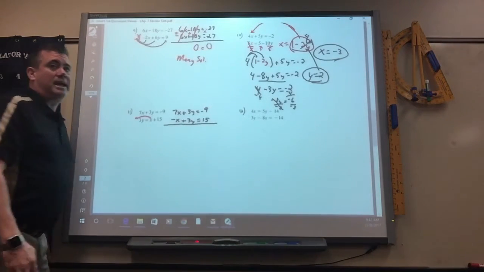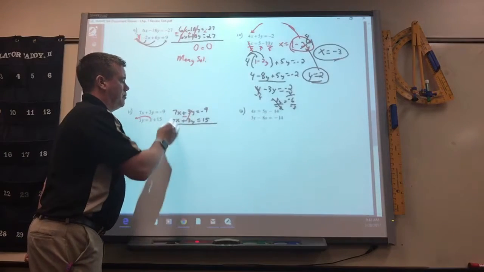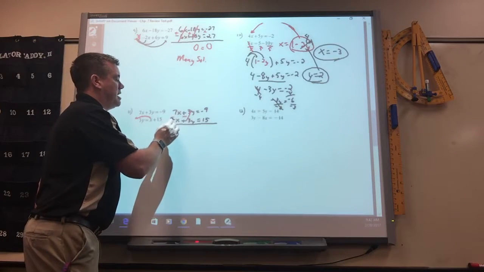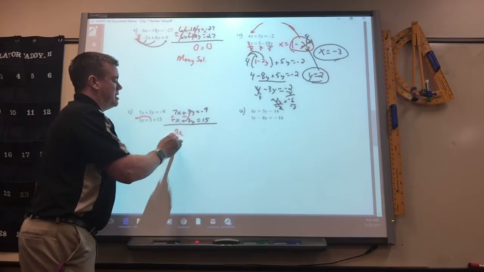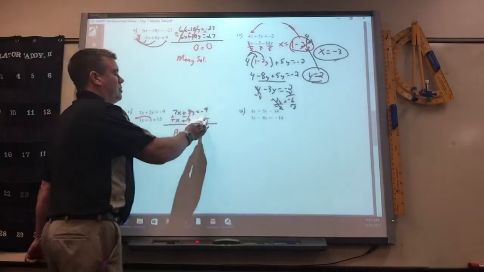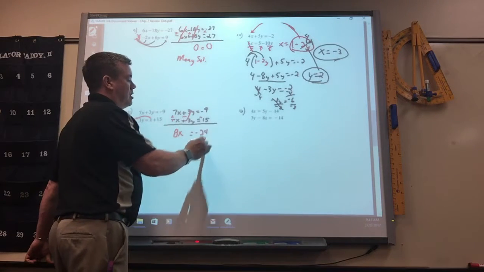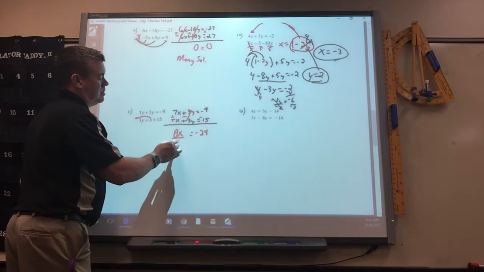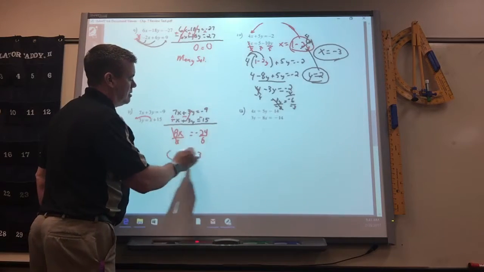Now the y's will cancel if you subtract. 7x take away a negative x is 8x. Change the sign, change the sign. Negative 9 take away 15 is negative 24. So divide by 8 and you get negative 3.